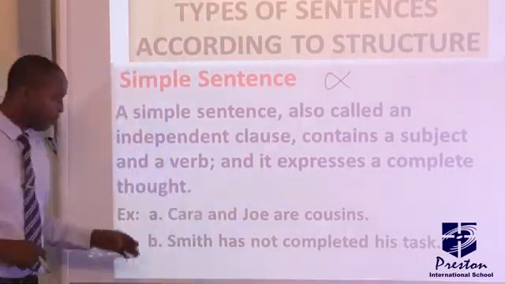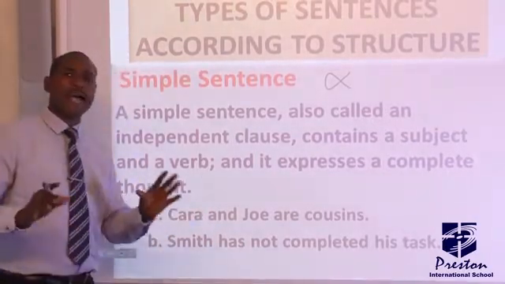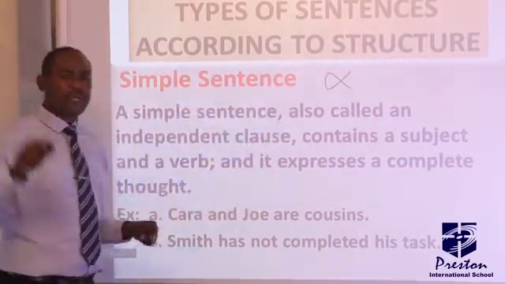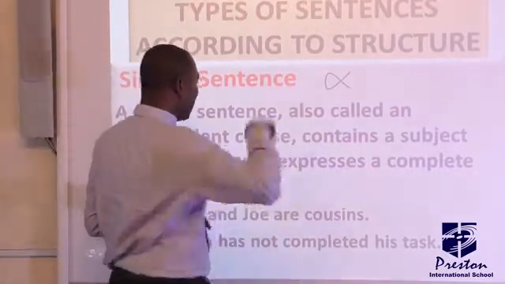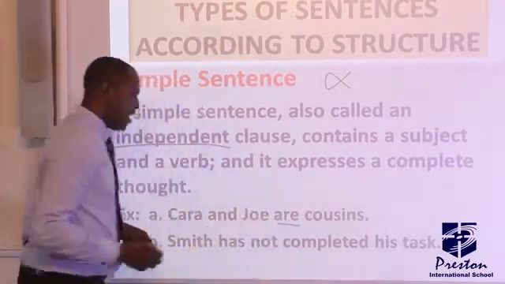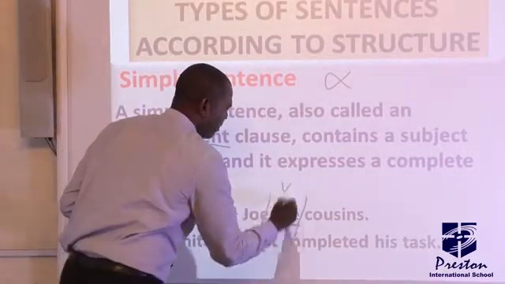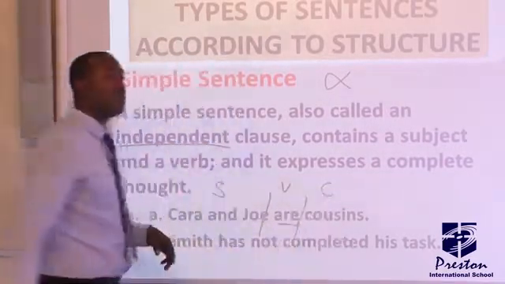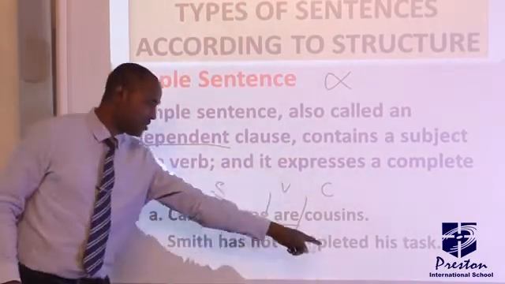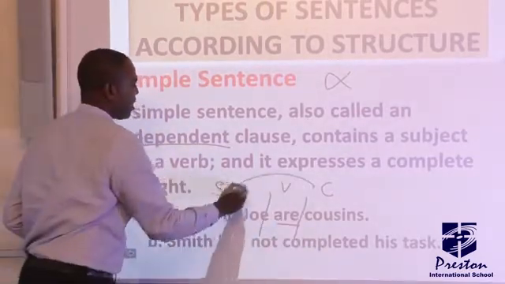We have some examples here. Kara and Joe are cousins. You can see we have a simple sentence here because it has just one main verb. So that makes it alpha, that makes it independent. It is an independent clause because it has only one main verb. You have Kara and Joe as the subject, are as the verb, and cousins as the complement. The complement is complementing the subject, because they are cousins, and the cousins makes reference back to the subject.